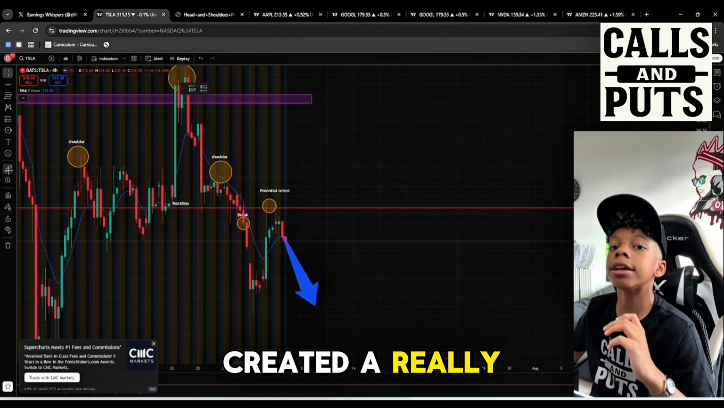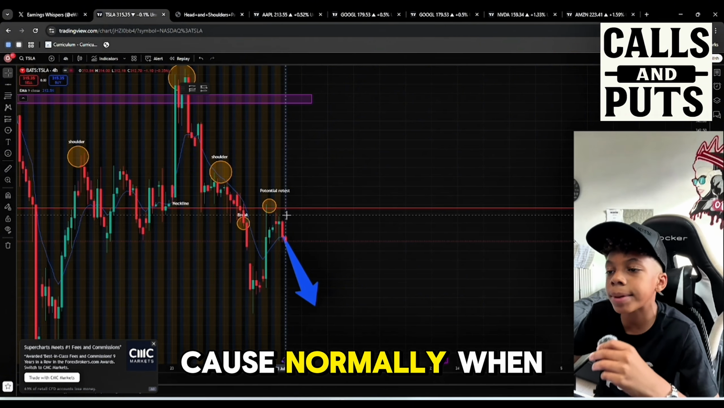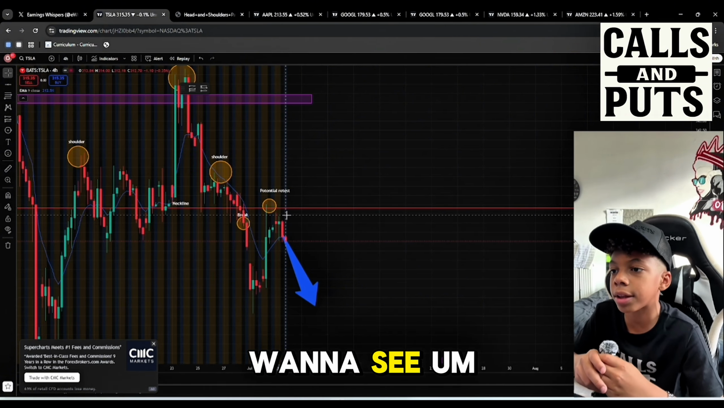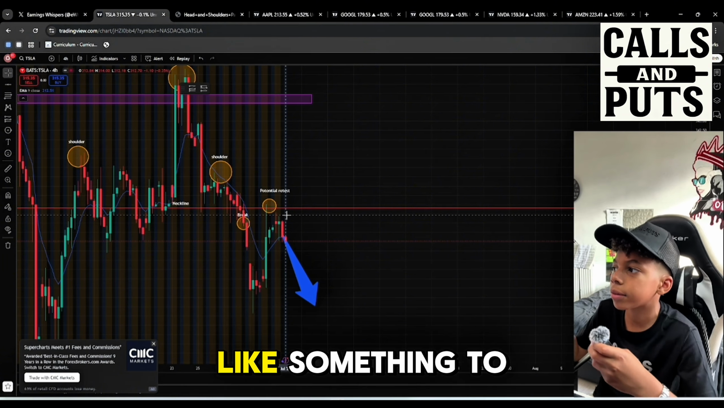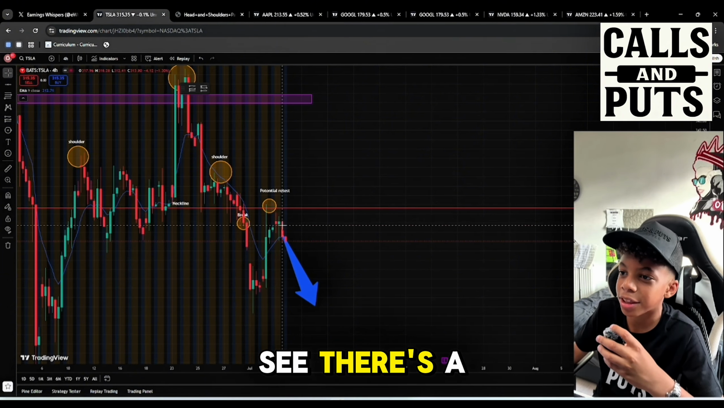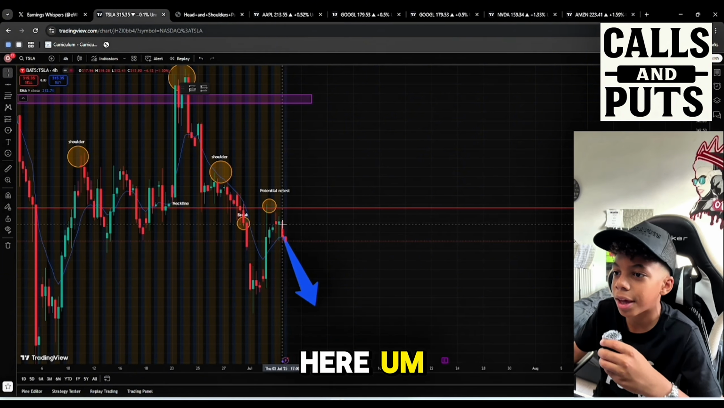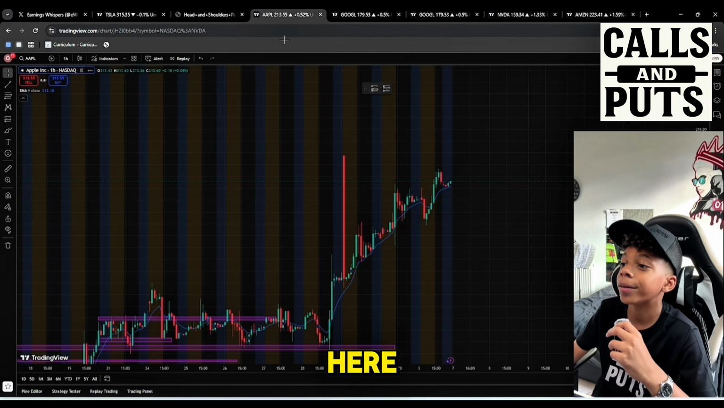It created a really strong candle here, because normally when you look for a retest, you want to see something to make sure that you're going to take the trade. So as you can see, there's a big red candle here, and look to the downside. So let's look at Apple here.